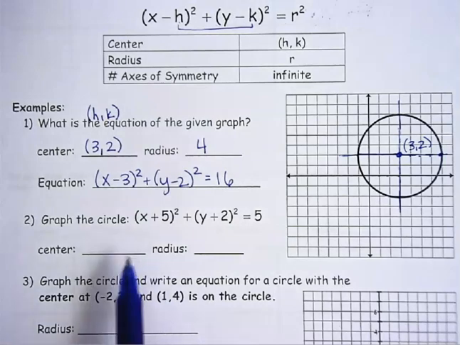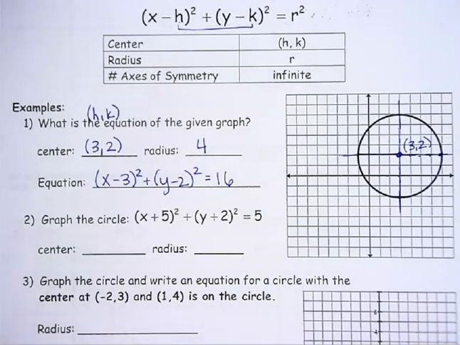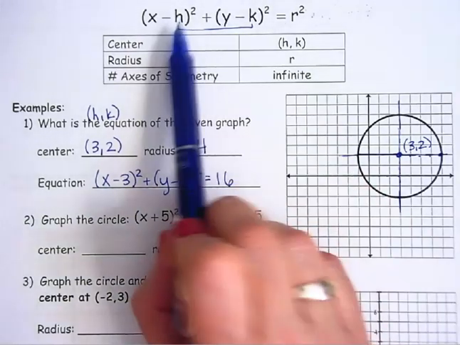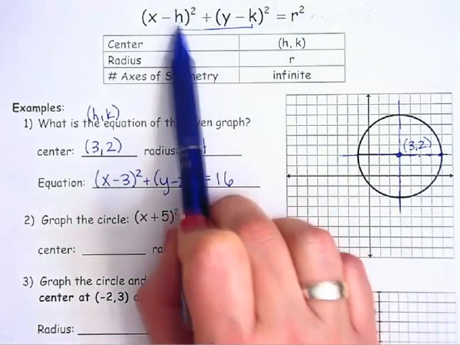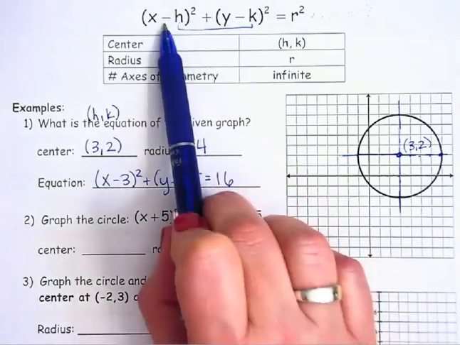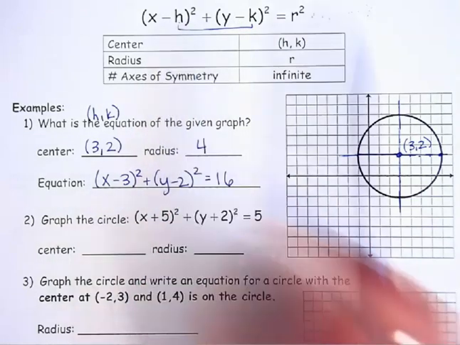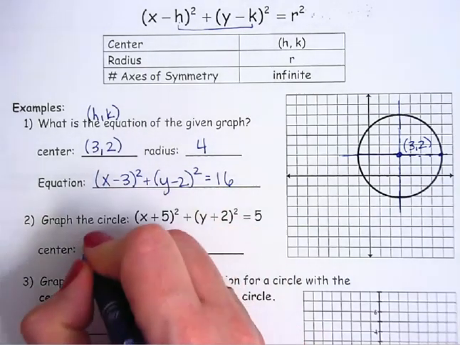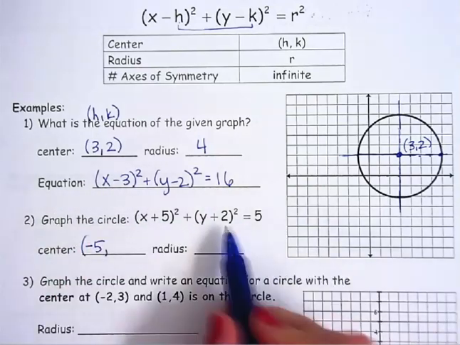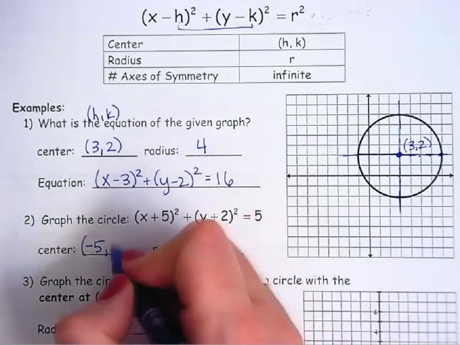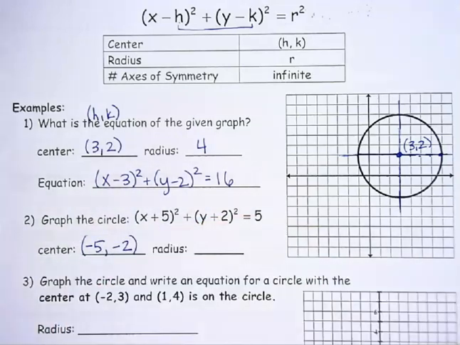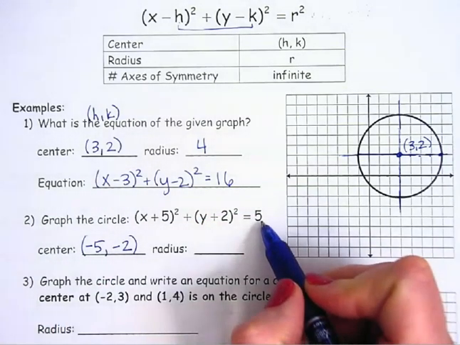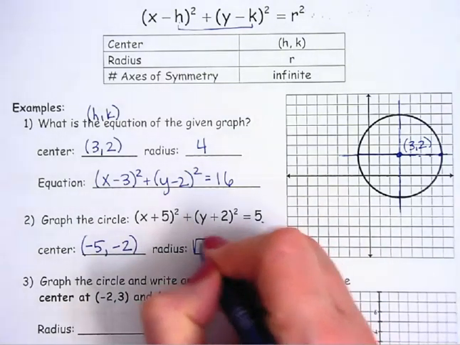Now this next example, we're doing the opposite way. We're given an equation and we want to graph the circle. So remember that because in the standard form there's a minus inside the parentheses, this means take the opposite, because minus means opposite. So here when I have a positive 5, my h value is really the opposite of that, which is negative 5. Same thing here, opposite of 2, negative 2. Now my radius is the square root of whatever number is right here. So it's going to be the square root of 5.